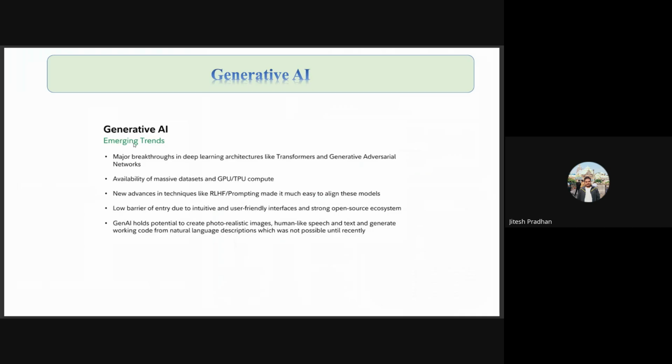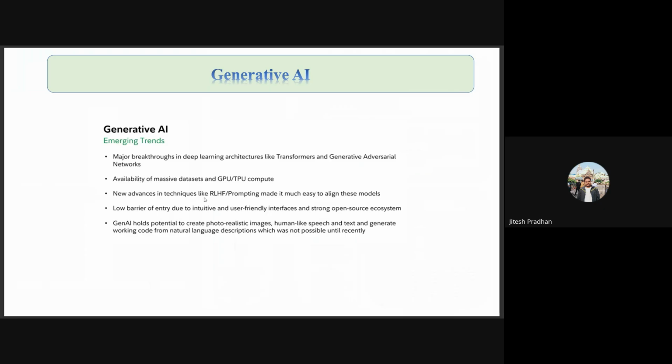Why is GAN an emerging trend in generative AI? Because it's basically a major breakthrough. It's a deep learning architecture that can generate things. That's why it is emerging. There is also the availability of massive datasets, and the availability of GPUs and TPUs, because we have graphics processing units and tensor processing units to compute. So computation power is very high, and we can design complex networks also.